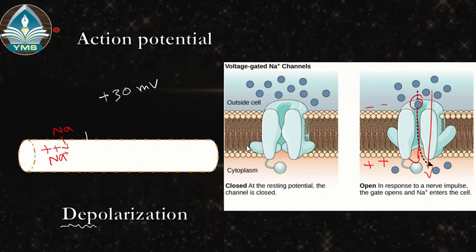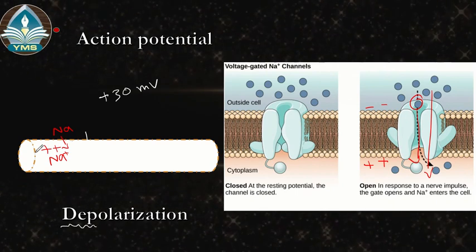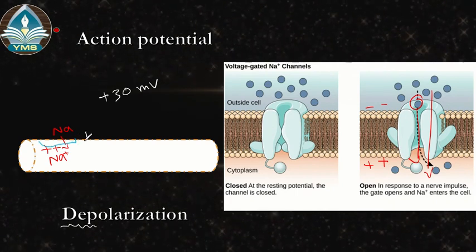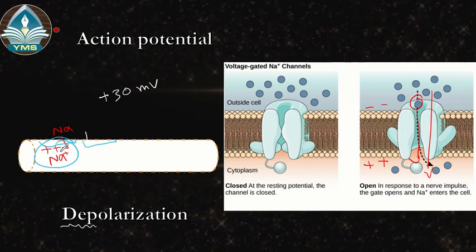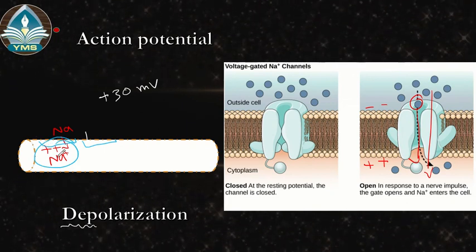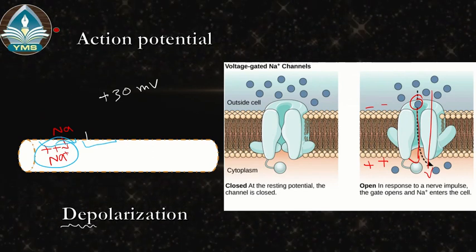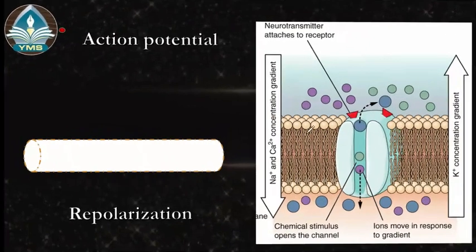For example, now here it will happen here. Now it will happen. Look, it happened in this place. Now it needs to happen in this place. But this one needs to go back to its state before as it was. So this we will call repolarization. So what is repolarization? Let's see.